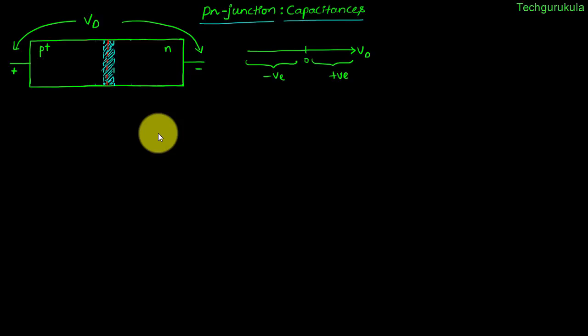Now let me explain the second capacitance that we said is diffusion capacitance. To start with, let me take the same PN junction where the voltage we are applying is VD, and for reference let's say this is 0 for VD line, and now I'm assuming that we are applying some positive voltage across the PN junction. And to represent the forward bias, I've reduced the depletion width here.